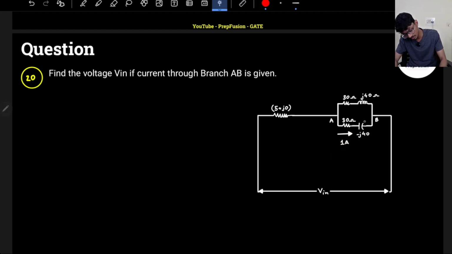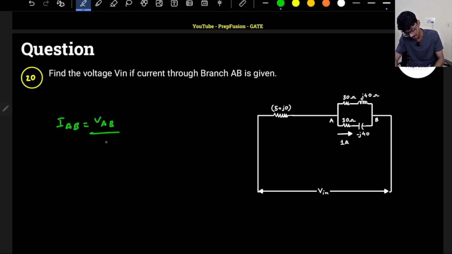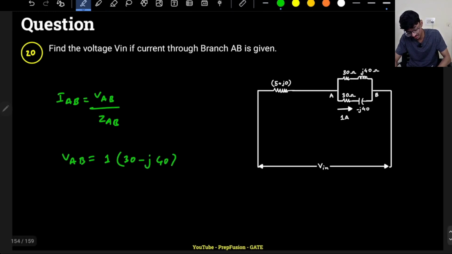So how do you calculate the current through this impedance? Current through AB should be equal to voltage across AB divided by the impedance ZAB. Do I know the voltage across AB? No, but I can calculate the voltage across AB, because I know what is the impedance, I know what is the current. Current is simply 1 ampere. What is the impedance? Impedance is 30 minus j40. So this is the voltage across AB.